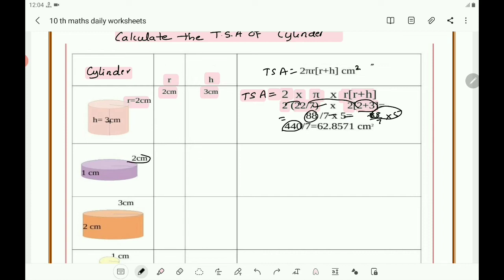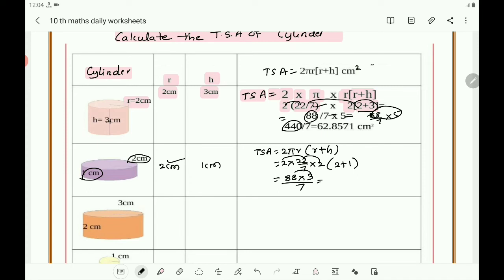Here r is 2 cm, h is 1 cm. So you write r 2 cm, h 1 cm. Then you write the formula for TSA. TSA equals 2 pi r into r plus h. That is 2 into 22 by 7 into r is 2 into r plus h is 2 plus 1. That equals 2 into 22 into 2, that is 44 into 2 is 88 into 3 by 7.